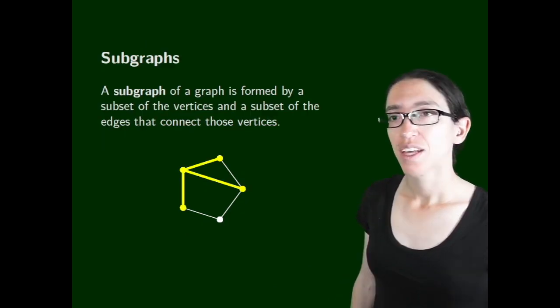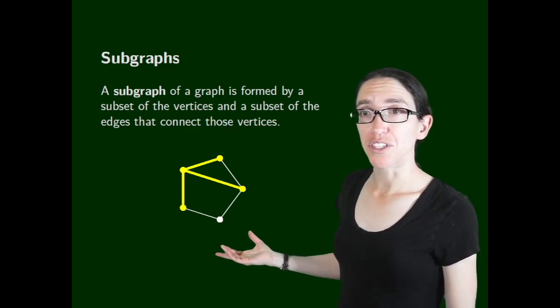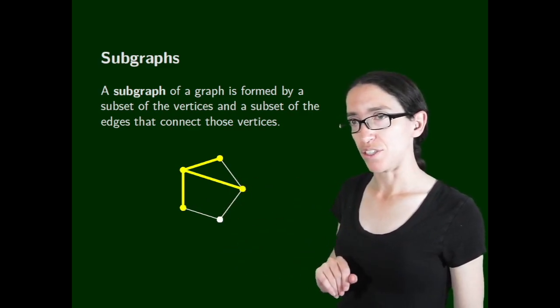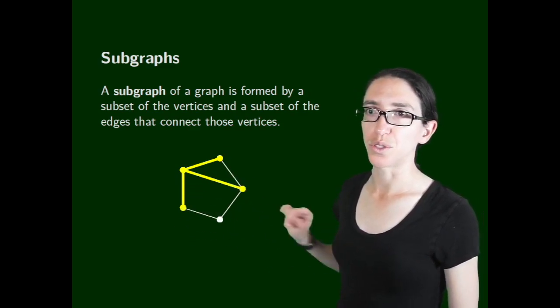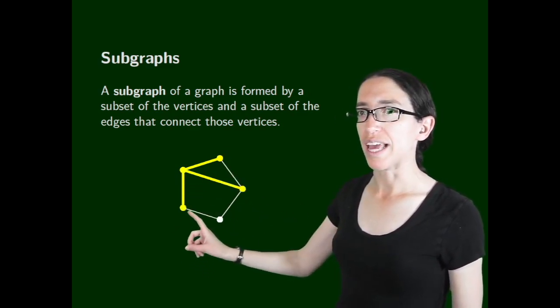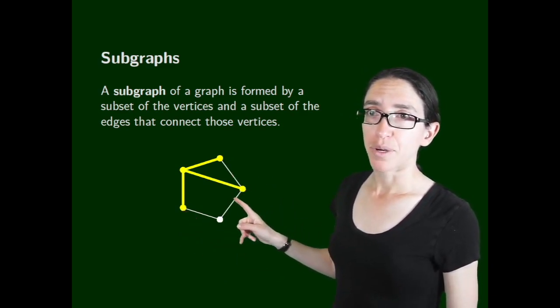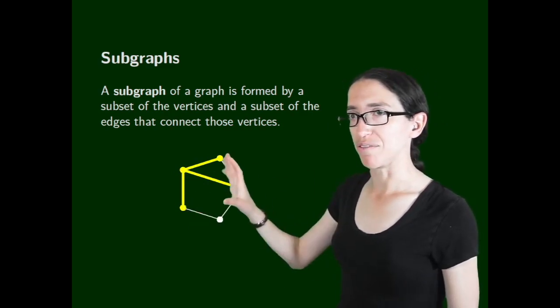A subgraph of a graph is a graph formed by some subset of the vertices and a subset of the edges that stay within those vertices that you chose the subset of. So if I choose these 4 vertices that are yellow here and I don't choose the white vertex, then I'm not allowed to choose the edge that goes from the yellow one to the white one. That wouldn't be allowed to form a subgraph. But these 4 vertices, along with the 3 highlighted yellow edges, that's a subgraph of the big graph we have drawn here.